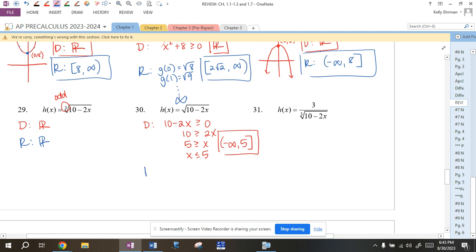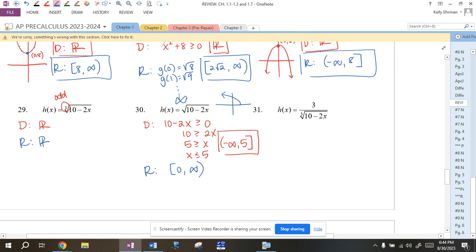What about the range? This is the square root of something linear. If you want to think about the graph, let's see, I think it's shifted. I think it's something like that, right? But you don't have to think about the graph. It's the square root of something linear, 0 to infinity.